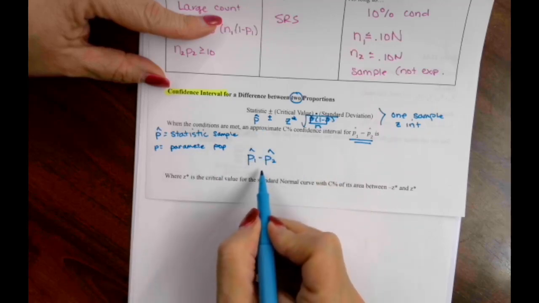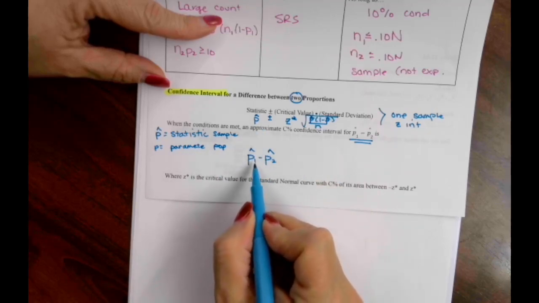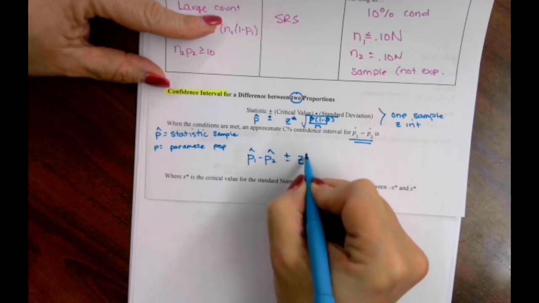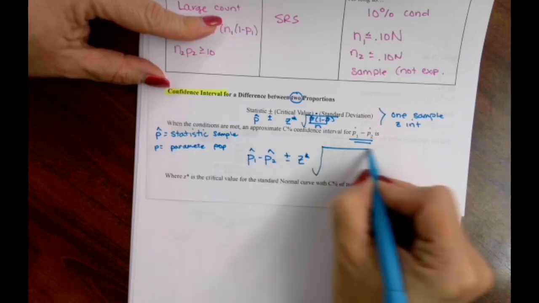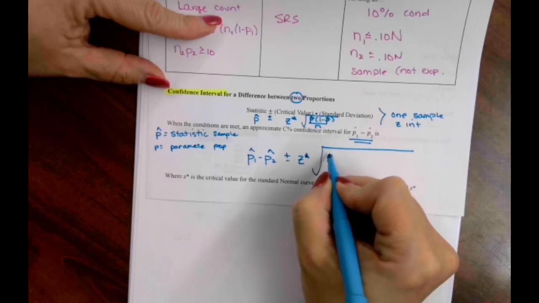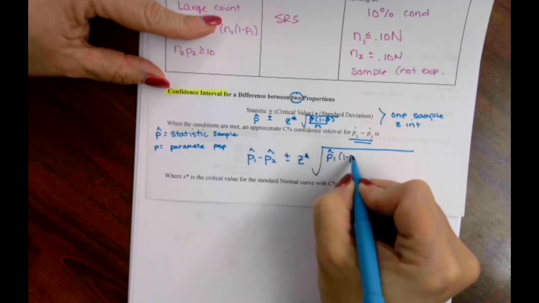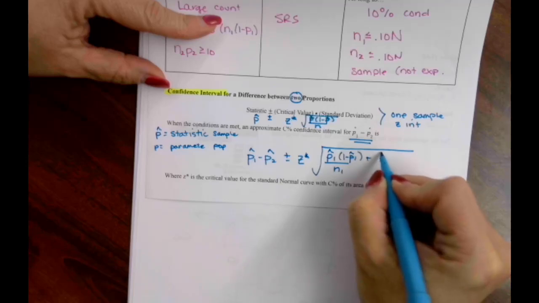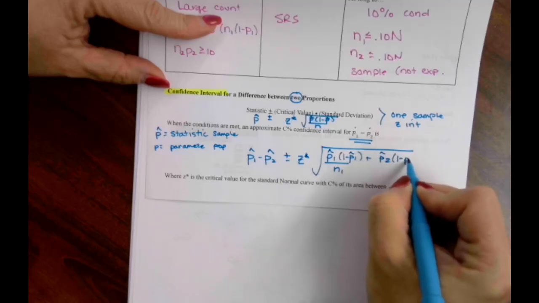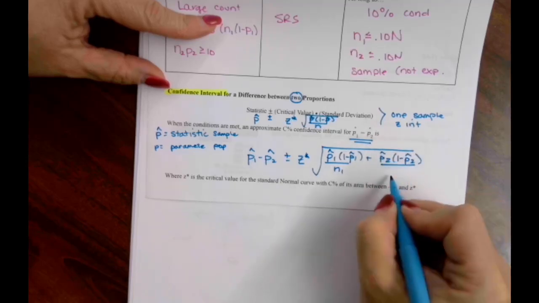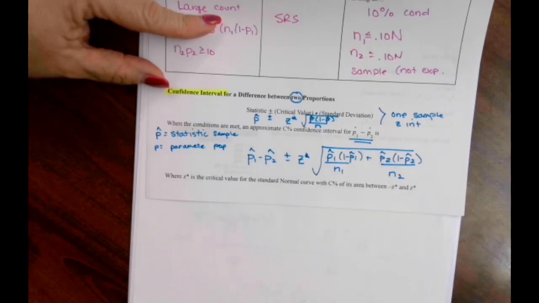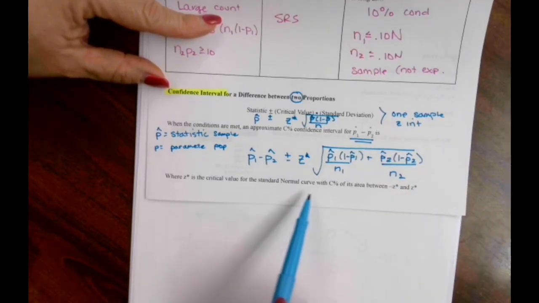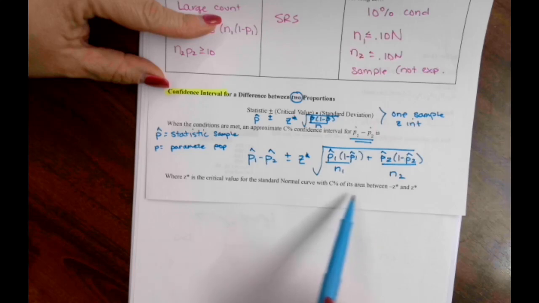So now my statistic is p hat 1 minus p hat 2 plus or minus z star, which doesn't change. And now I'm going to use my standard deviation of p hat 1, 1 minus p hat 1 over n1, and then our second sample proportion. And again it says right here, z star is the critical value for the standard normal curve, with the percent being the area in between.